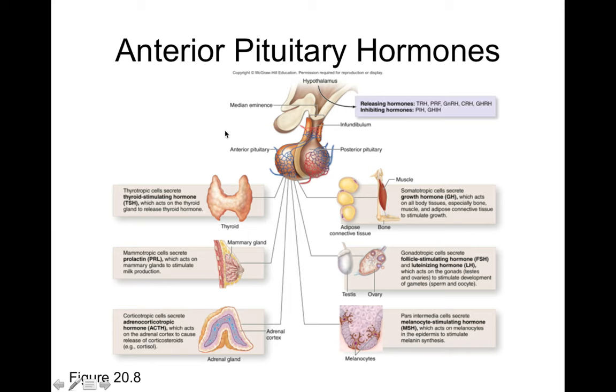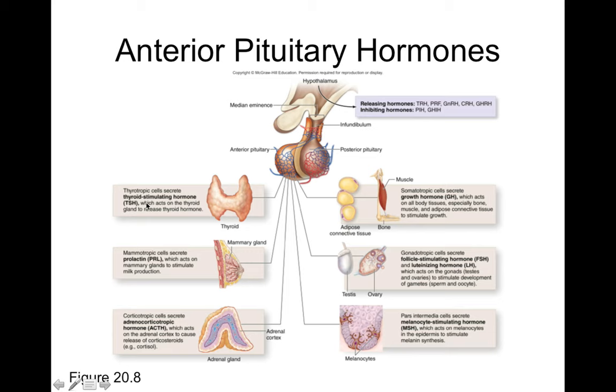You might wonder, what stimulates these hormones to be released by the anterior pituitary? Well, guess what? It's the regulatory hormones from the hypothalamus. So the releasing hormones like TRH, prolactin-releasing factor, gonadotropin-releasing hormone, corticotropin-releasing hormone, or growth hormone-releasing hormone, all of these hormones released by the hypothalamus make it into the hypophyseal portal system, and that basically stimulates cells in the anterior pituitary to release these hormones that have effects on these target tissues.